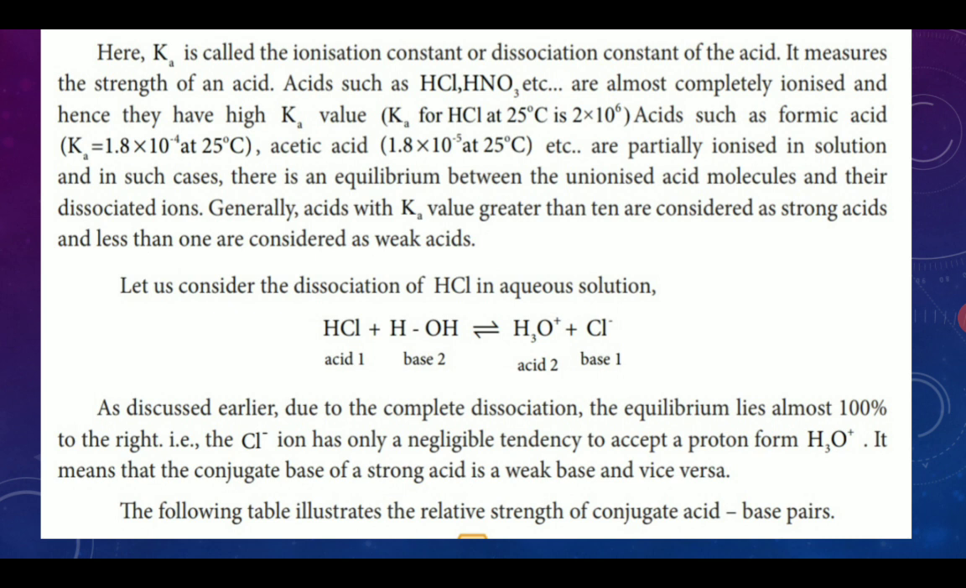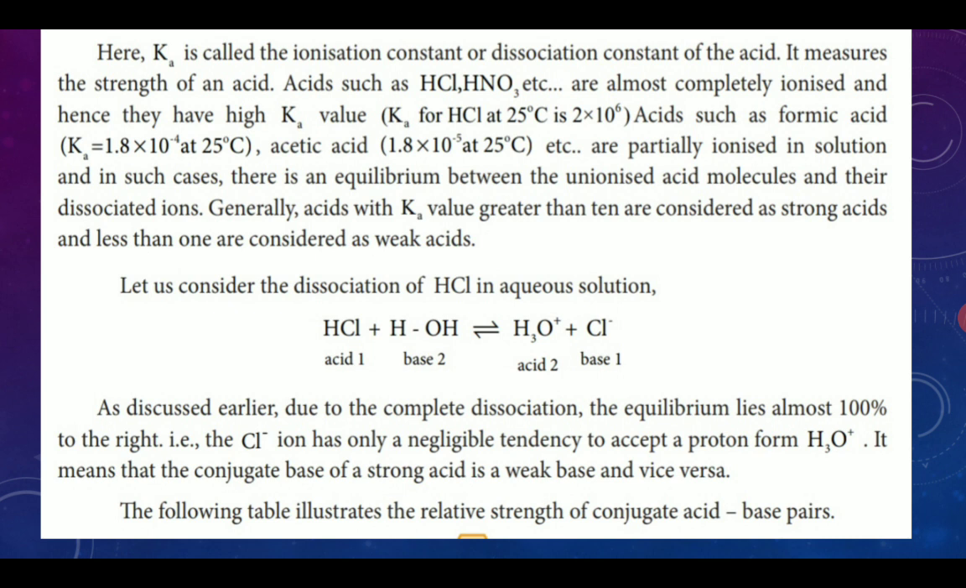Earlier, we have discussed that there is complete dissociation of the equilibrium, almost 100%. The Cl minus ion has only a negligible tendency to accept a proton and form H3O plus. So, it means that the conjugate base of a strong acid is a weak base and vice versa.